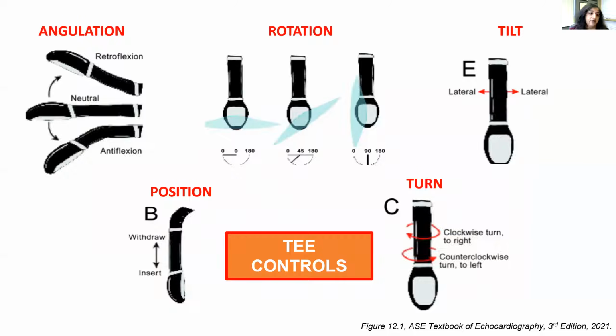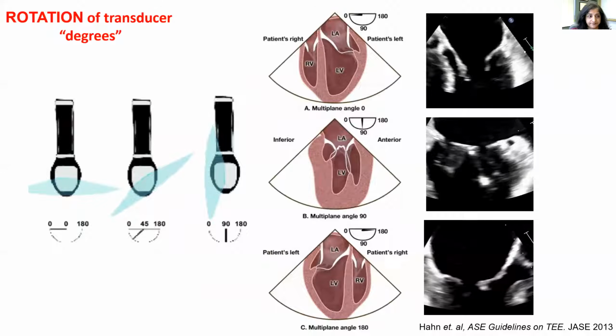And these are the 5 main maneuvers that are performed in TEE. Angulation, rotation, tilt, position, and turning. And we'll talk about using these maneuvers as we go through TEE views in the next part of this talk.